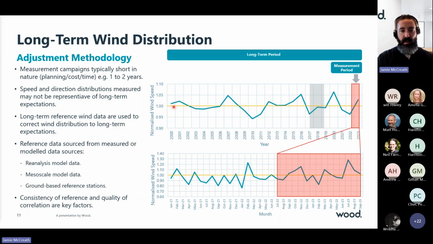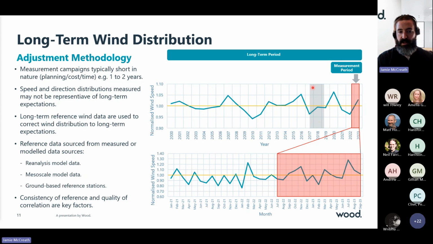Any points that fall above this yellow line are saying that year was windier than what we would expect long-term to be, and anything that falls below is less windy. So you can see that the measurement period is some of it was below, some of it was above. So it may be that the wind speeds during the measurement were slightly higher than we would expect over long term.